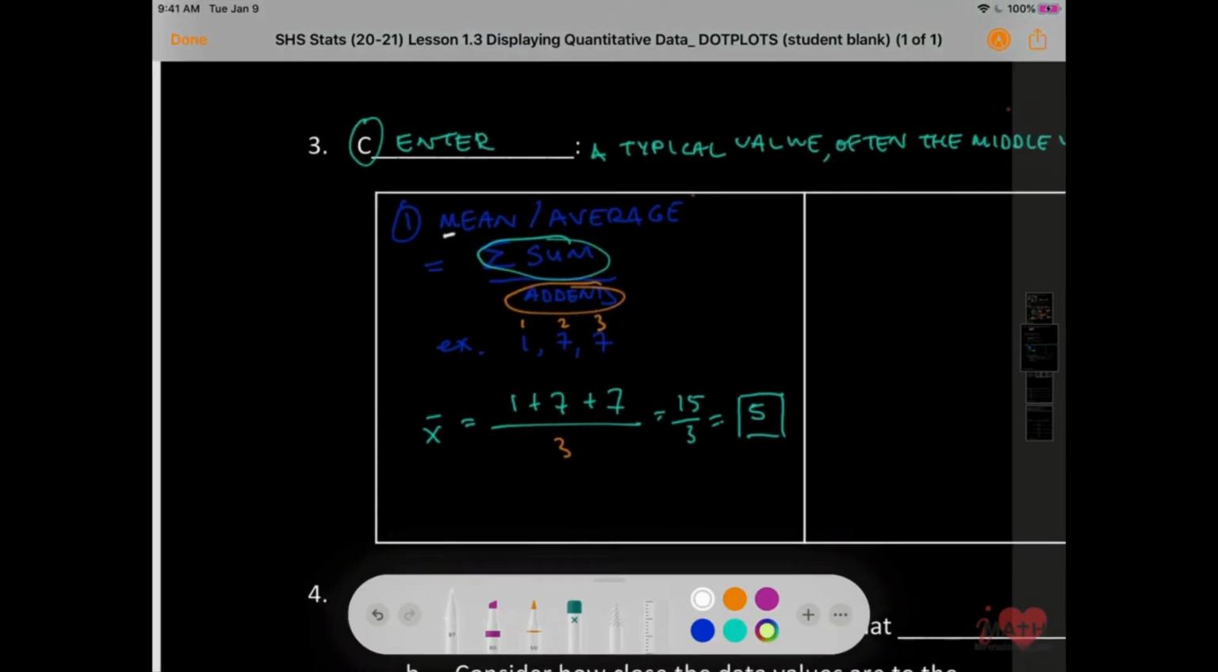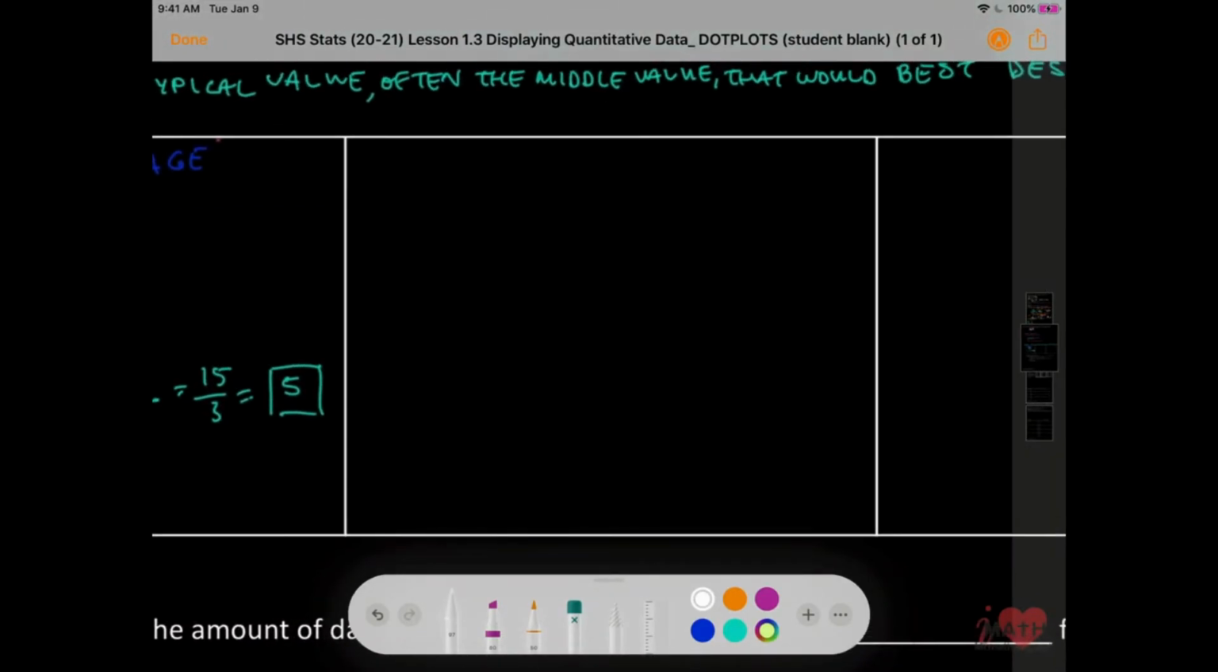The measures of center all start with an M. So here's the second one, and this is the median. And I'm going to highlight the start. This is the best one, or the middle.